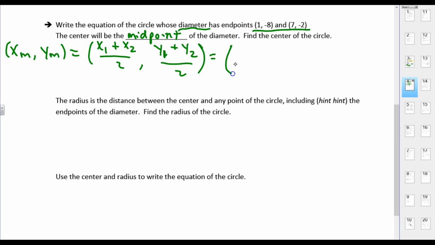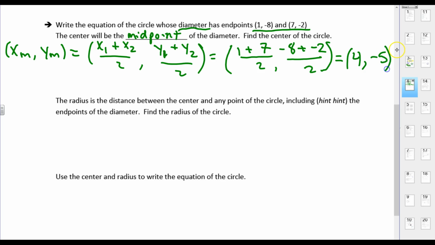So when I plug in, I would do (1 + 7)/2, comma, (−8 + −2)/2. The average of my two x values, 1 and 7, and the average of my y values. And when I do that, 1 plus 7 is 8 divided by 2 gets me an x value of 4. And −8 plus −2 gets me −10 divided by 2 is −5. So my center of my circle is at that midpoint, (4, −5).